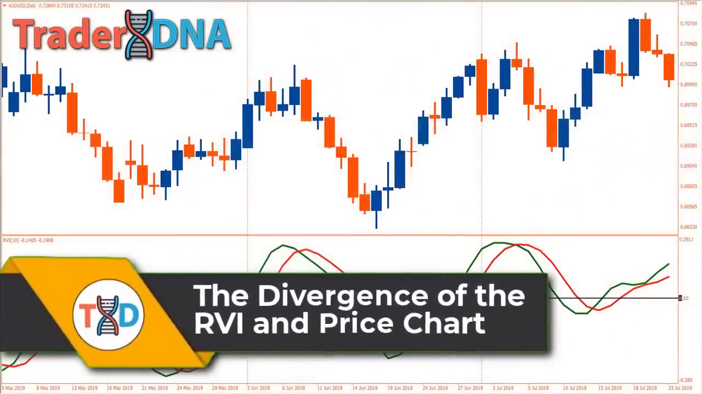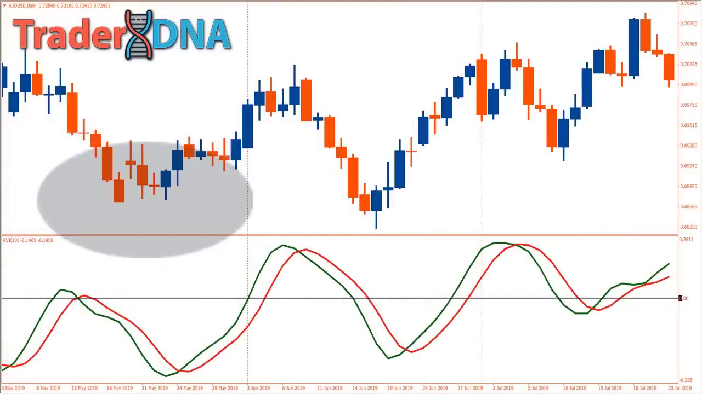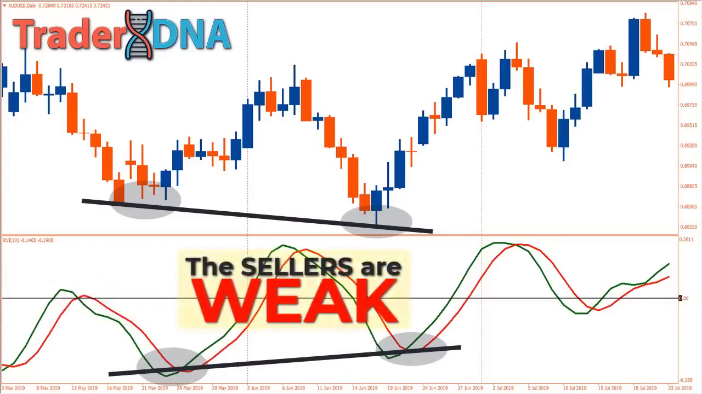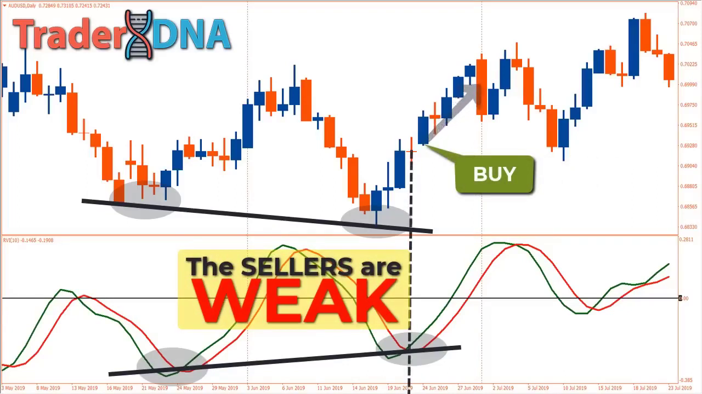When you see a bullish divergence, it means the price chart has formed a new low that's even lower than the last one. But at the same time, the RVI low, which is made by the two indicator lines crossing, is actually higher than the previous one. This shows that the sellers are not very strong, and there may be a reversal upwards soon. Once the price chart starts going up, you may open a buying position with the stop loss just a bit lower than the last low.